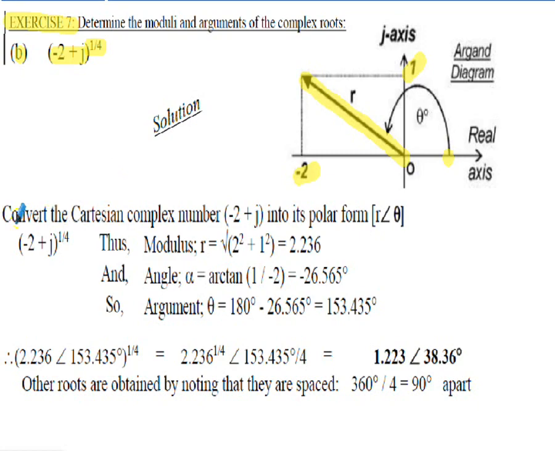So the first thing we're going to do is convert the Cartesian complex number given, the -2 plus j, into the polar form of r argument theta. From Pythagoras' theorem, the modulus r is the square root of 2 squared plus 1 squared in this case, which is 2.236. And I'm going to calculate first of all angle alpha. Angle alpha is the angle in here in this particular case, and it's measured here as shown.